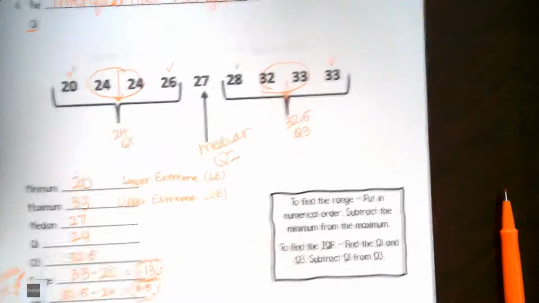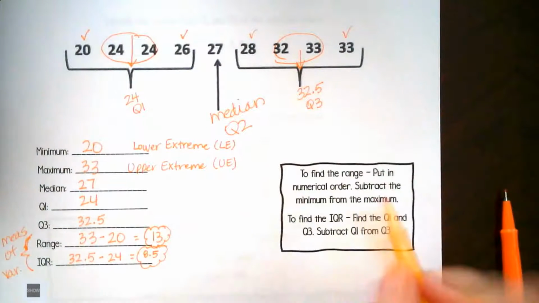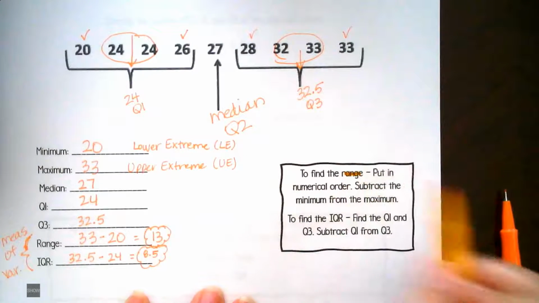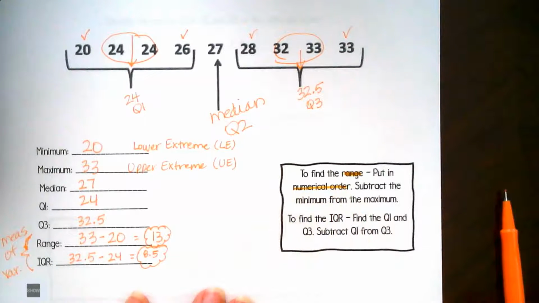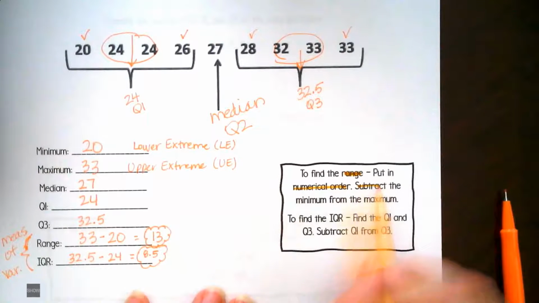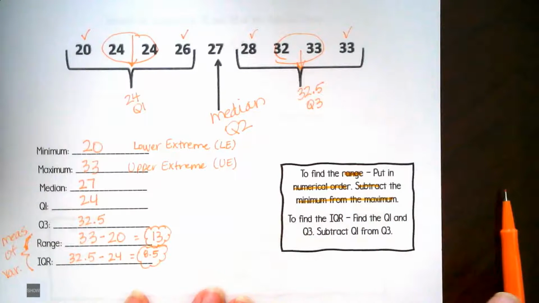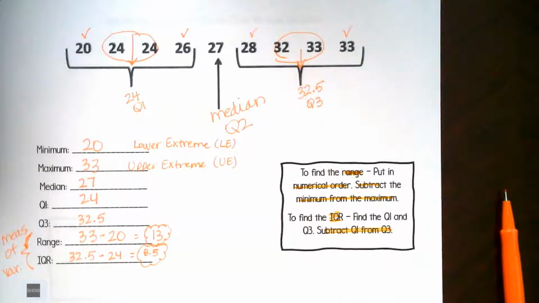All right, so over here, just some quick little notes to help you when you're finding the range. First, you have to put them in order, just like you do for the median. And you're going to subtract the minimum and maximum. To find the IQR, you're going to subtract Q1 and Q3. All right. Whew, lots of vocab.